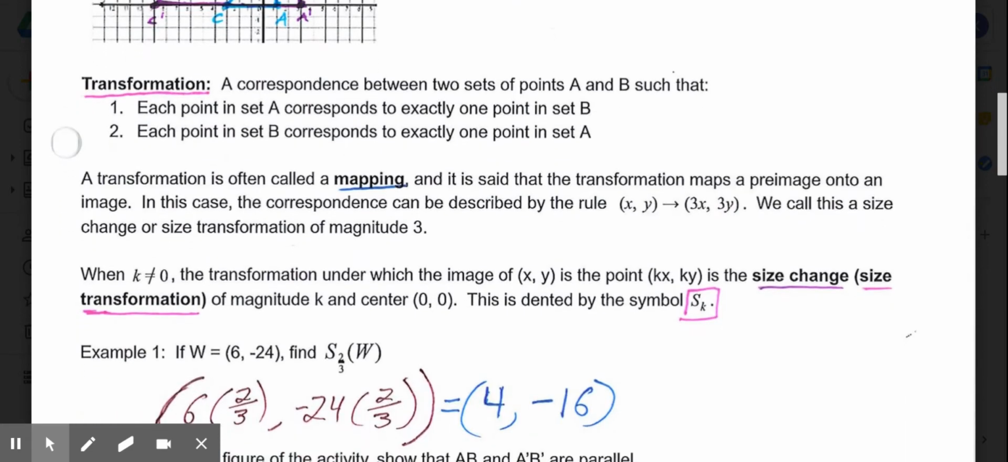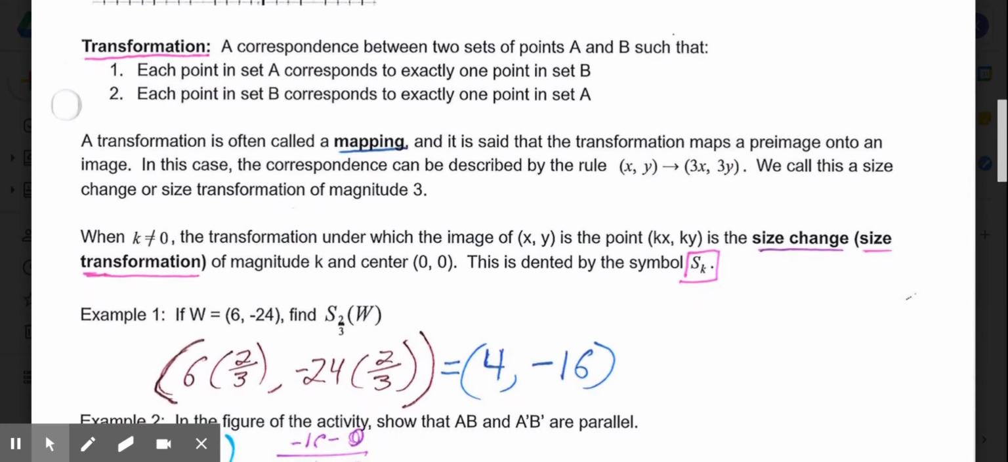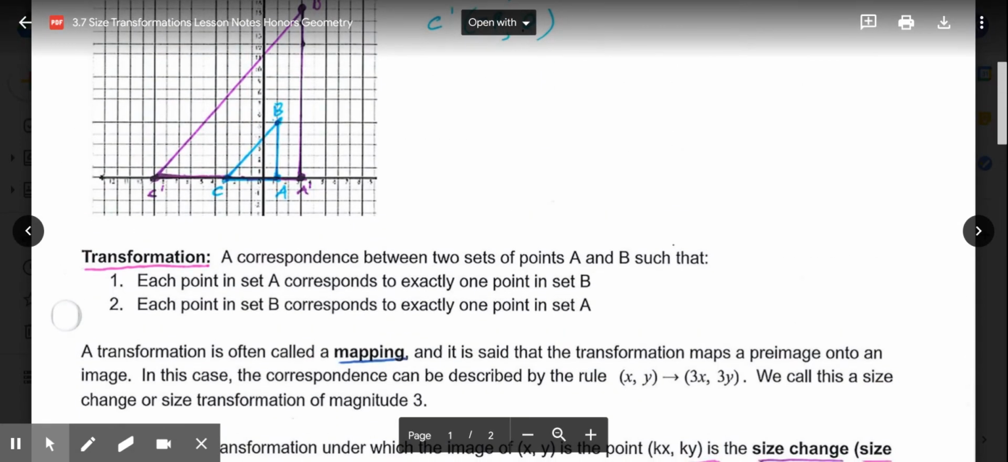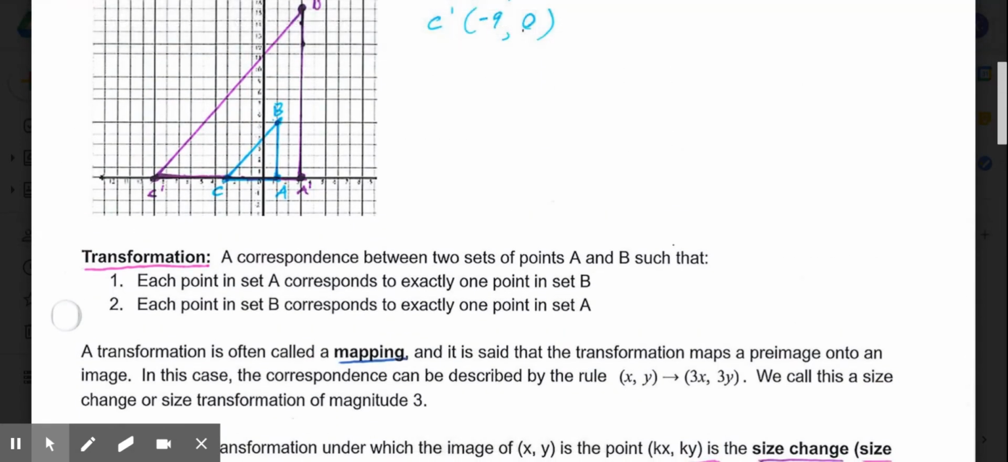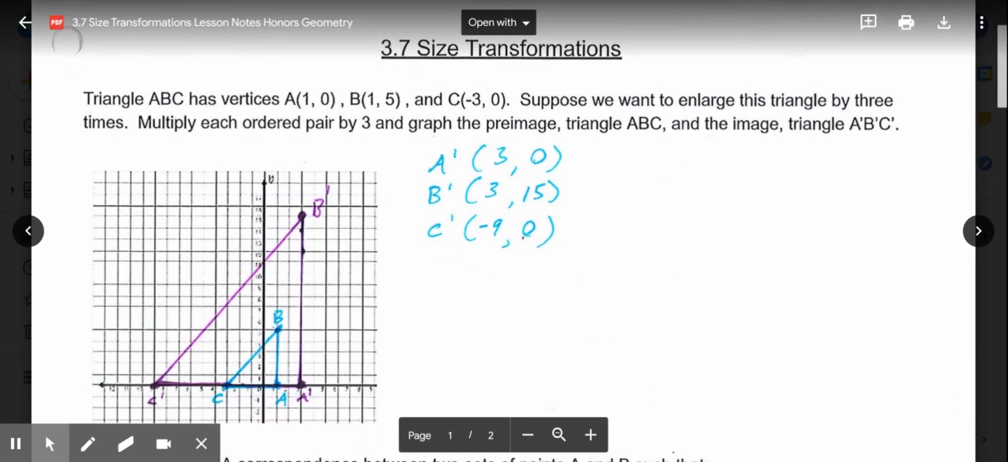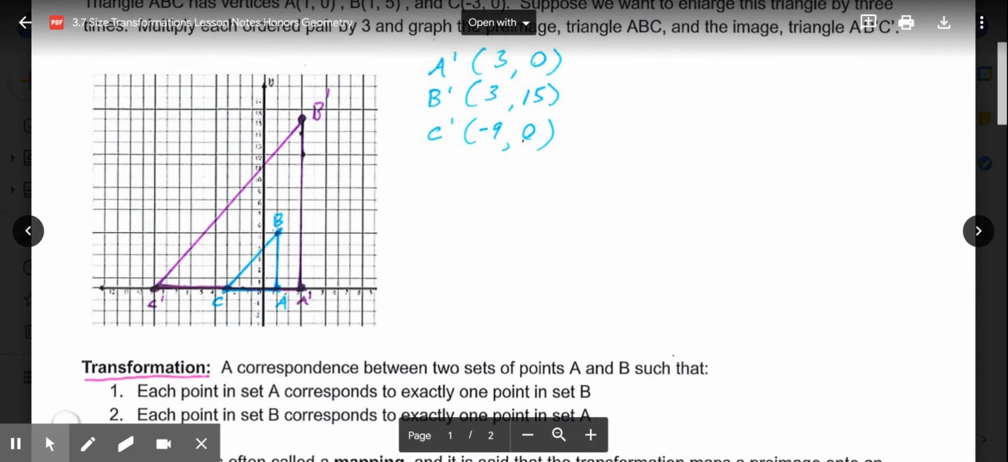So a transformation, as I said, can be broken down to this idea. It's the correspondence between 2 sets of points, A and B, such that each point in set A corresponds exactly to 1 point in set B. And then each point in set B corresponds to 1 in set A. So our set A in the first example would be our 3 original points. Our set B after the transformation would be the 3 new points. Each has a 1-to-1 relationship.